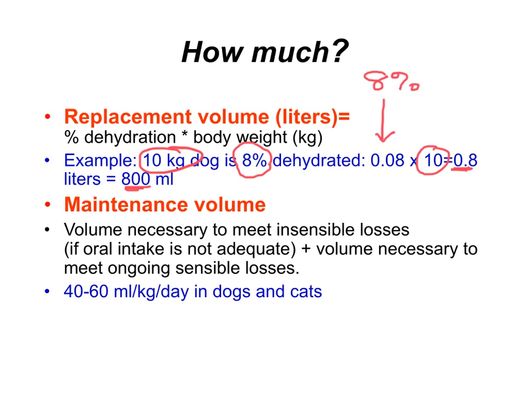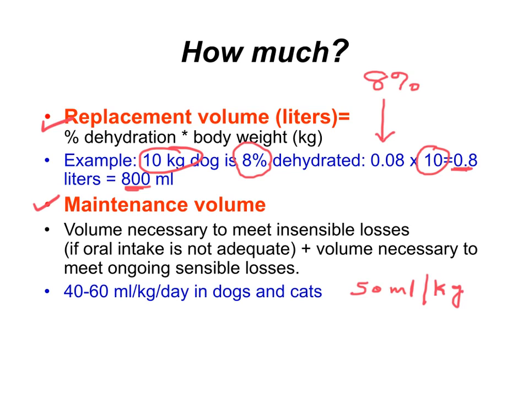Then we have to factor in that if you just replace the deficit and the animal is still not drinking, it will become dehydrated again. So we have to maintain the animal. We have two requirements here. We talked about the first. The second is the maintenance volume. So let's take the middle range of the figure that we talked about before, say 50 milliliters per kilogram.